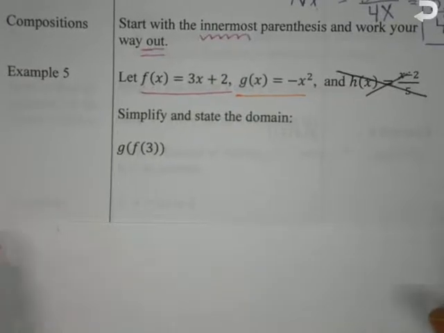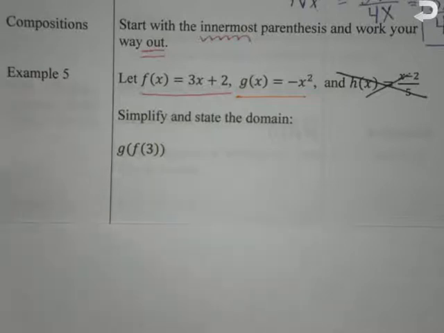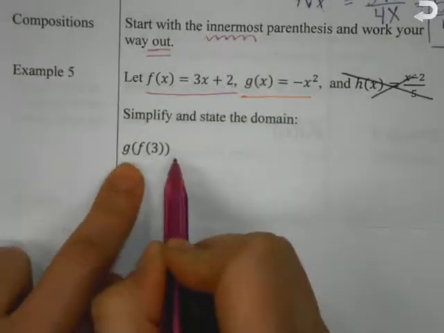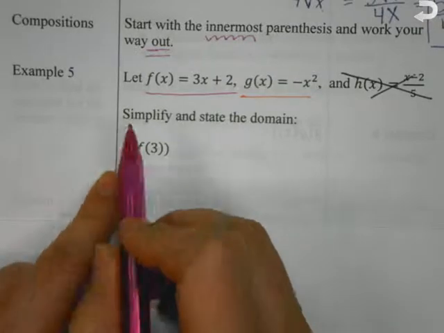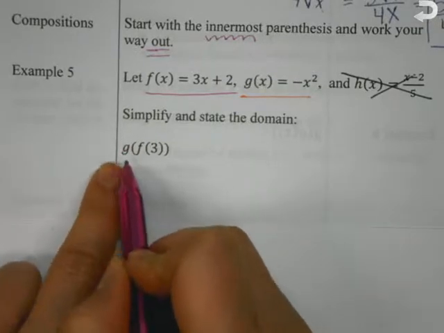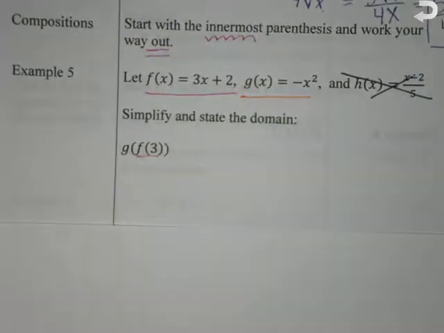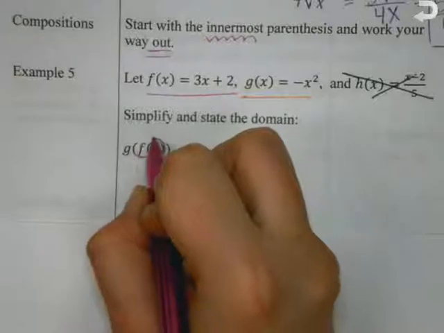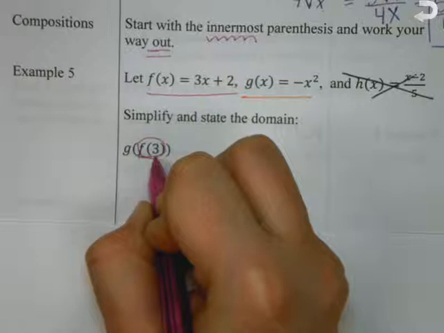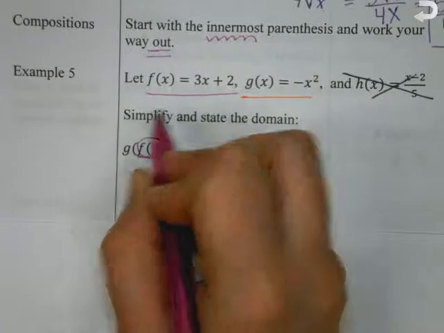Okay, guys, so this is what a composition looks like. We have both functions in here, and we read it g of f of 3. So we're not multiplying these two functions. We're evaluating the f of 3 function first. Whatever our answer is, we're going to plug that in and then evaluate the g function.